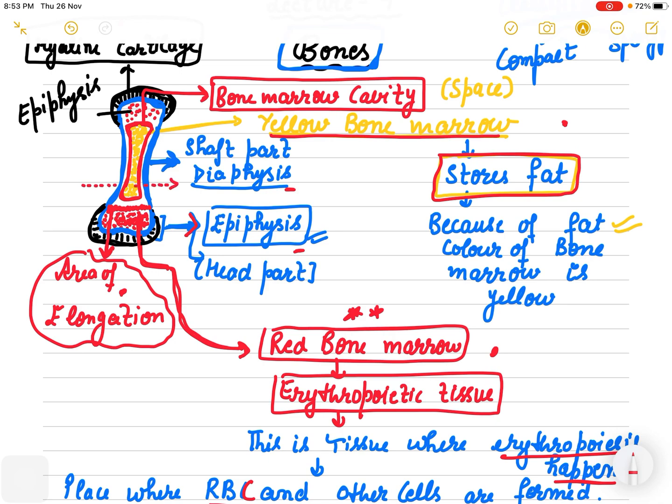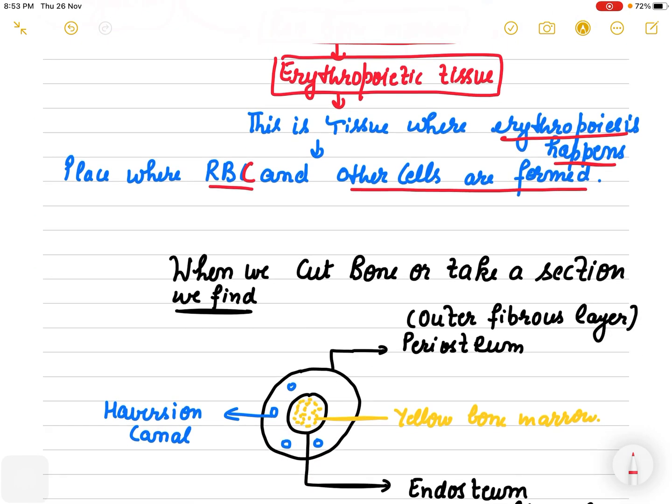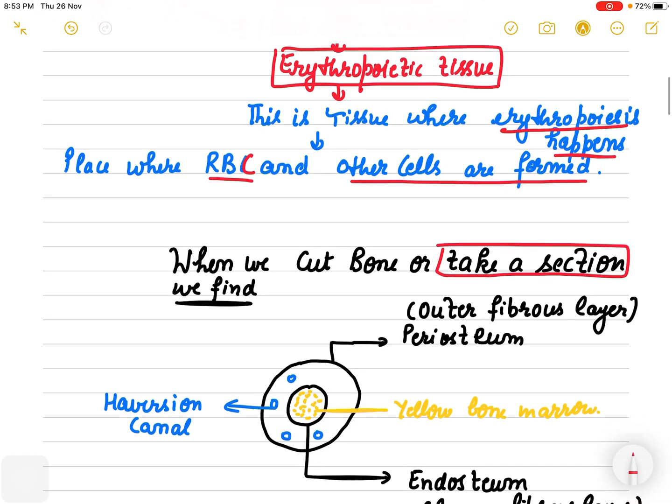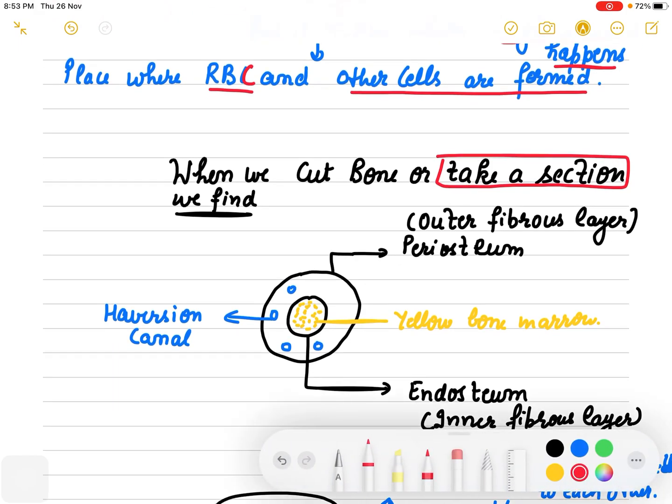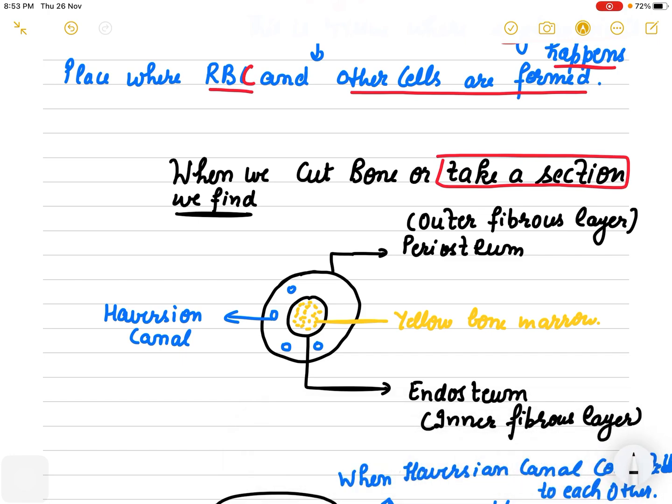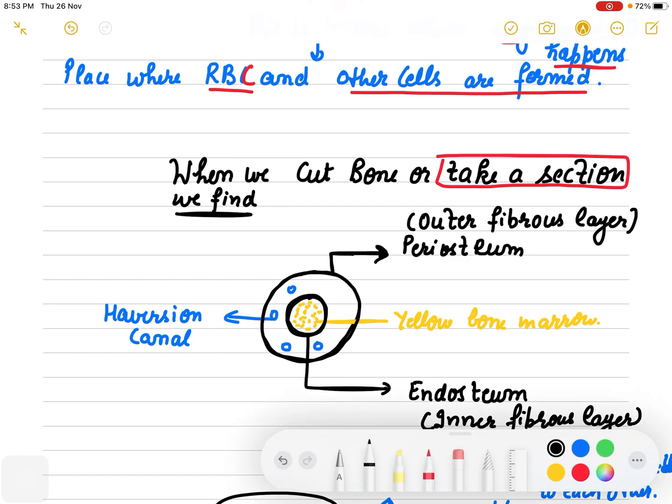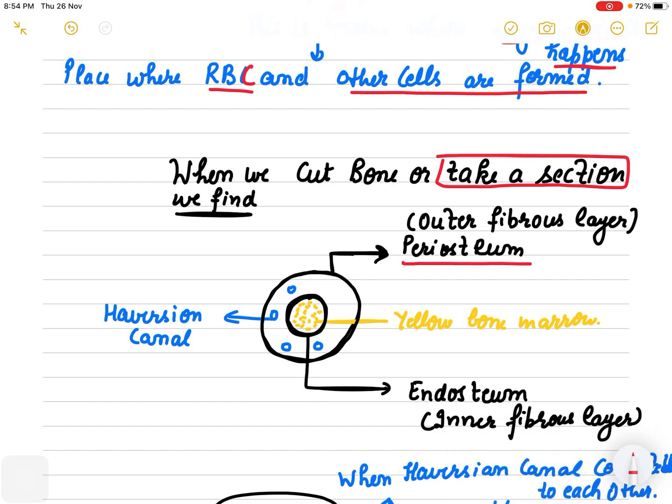So when we cut from the middle, or we can say we take a section cutting with the blade, then what do you find? Which kind of structure will you observe? You will observe this structure, two circular like things, and actually these are the coverings. The outer fibrous layer is known as periosteum, and this inner fibrous layer is known as endosteum.